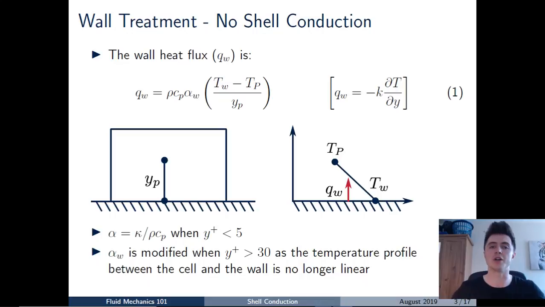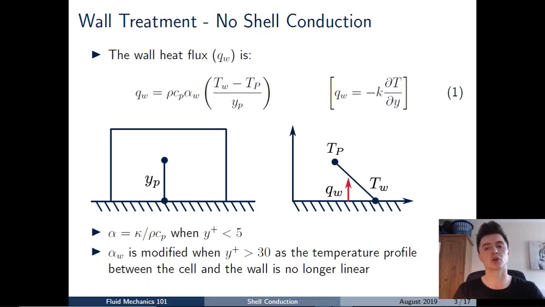So before we dive in and look at shell conduction, it's important for us to consider the wall treatment in the energy equation when there's no shell conduction present. So when we have fluid elements connected directly to the wall, the wall heat flux for this case is given in equation 1. The wall heat flux Q is given by the product of the density ρ, the specific heat capacity Cp, and the thermal diffusivity alpha multiplied by the temperature gradient in that cell.